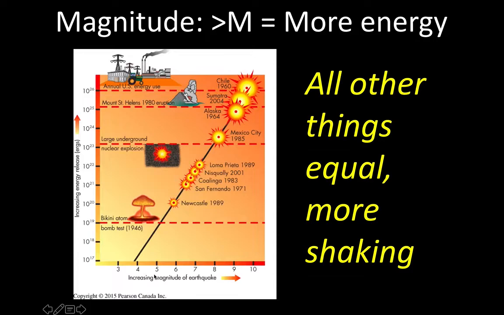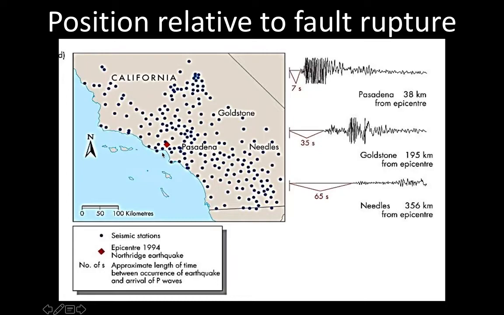Okay, here is this diagram here, right? This is relative energy released based on magnitude of earthquake. So all other things being equal, identical localities, identical distance, everything else, obviously a bigger original earthquake is going to cause more damage because a bigger earthquake releases more energy and causes more surface shaking. Simple.